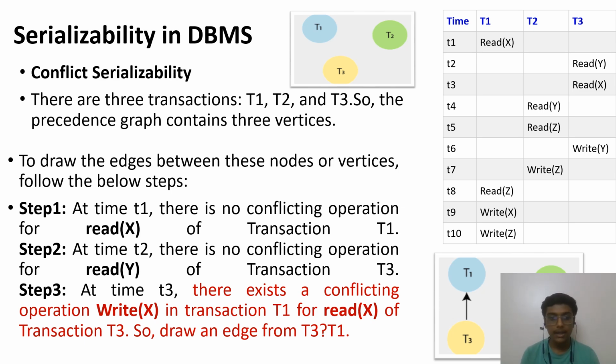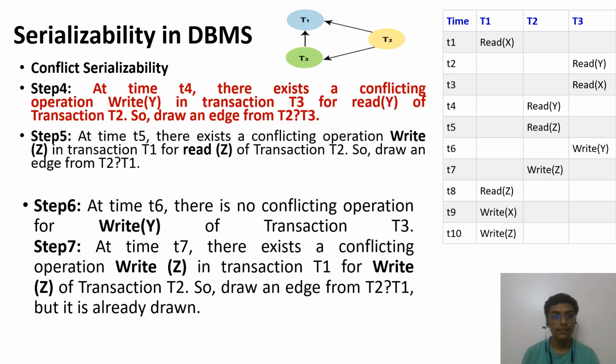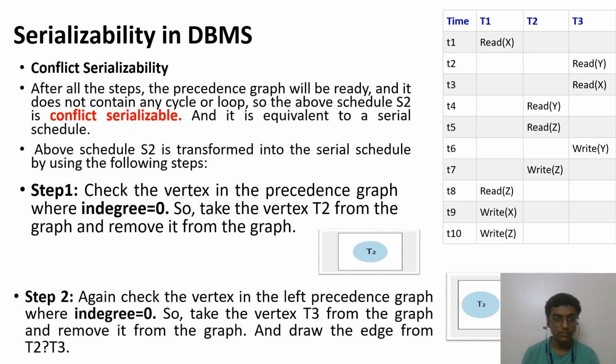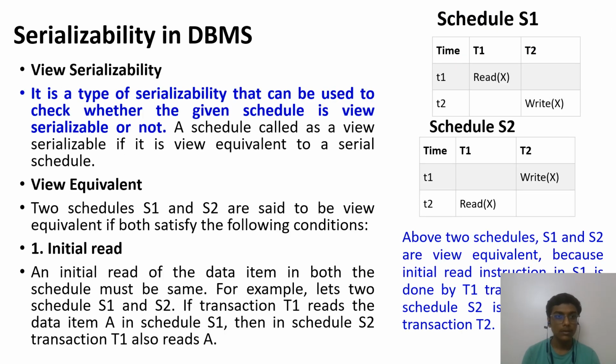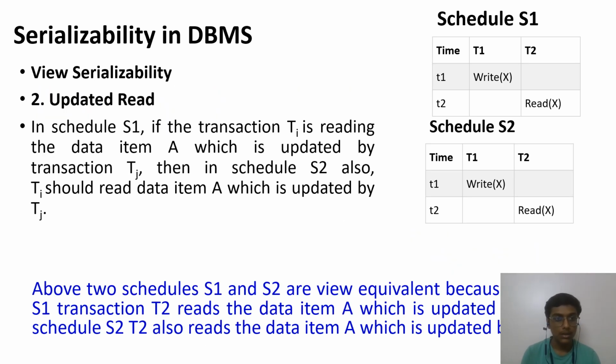In this slide, there are steps for conflict serializability. Second one is view serializability. It is a type of serializability that can be used to check whether the given schedule is view serializable or not. The schedule is called view serializable if it is view equivalent to a serial schedule.